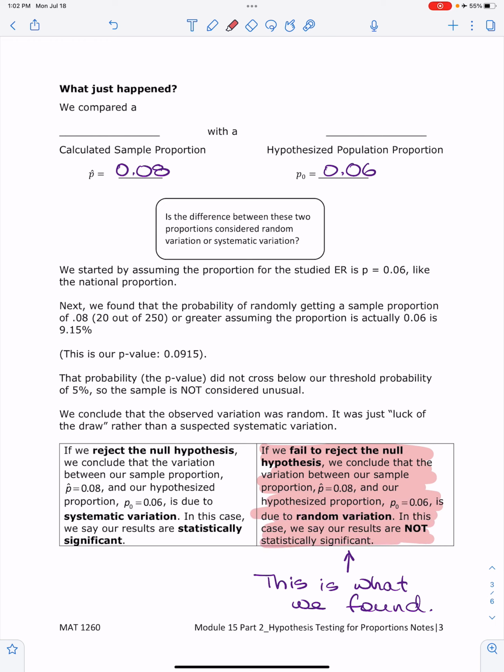So read that, make sense of it, so you understand the gist of our hypothesis testing.